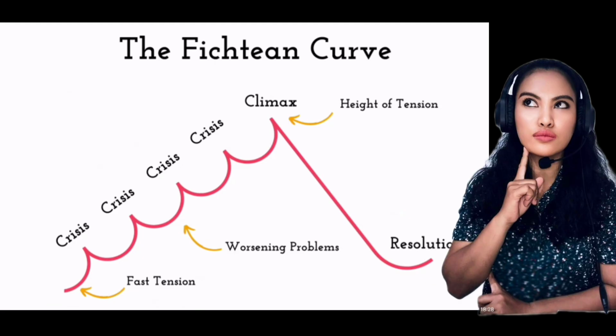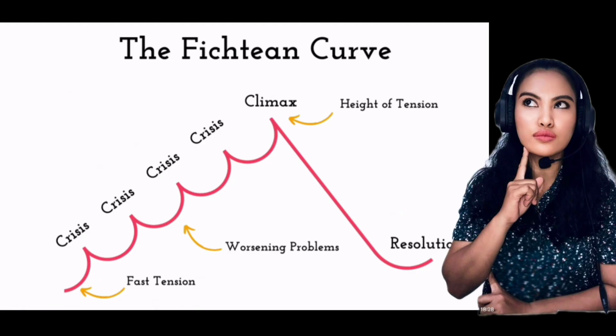So if you can see here, you have so many crises that happen, and it starts with fast tension, and then a crisis happens. Another crisis happens, and then worsening problems. And out of the worsening problems, a more sophisticated kind of crisis happens, followed by another crisis, until such time that the most sophisticated kind of crisis is there, which is the climax. And it's like the point of no return for the main character. And then there's a fast resolution of the story.